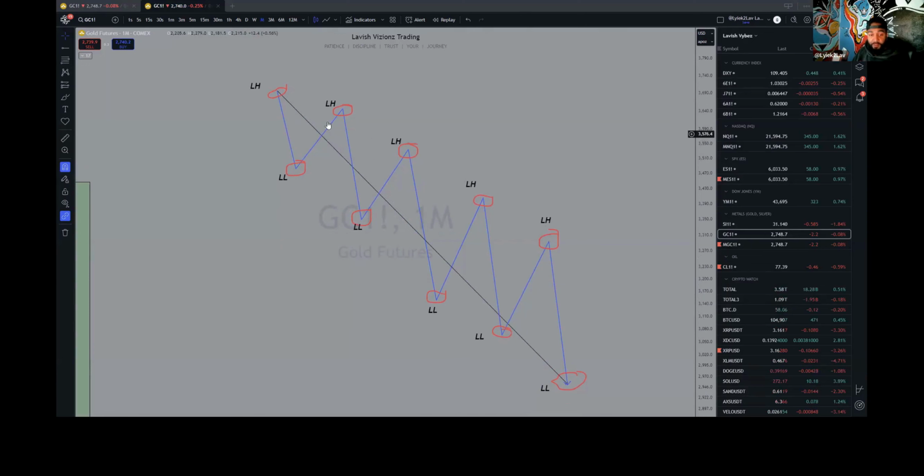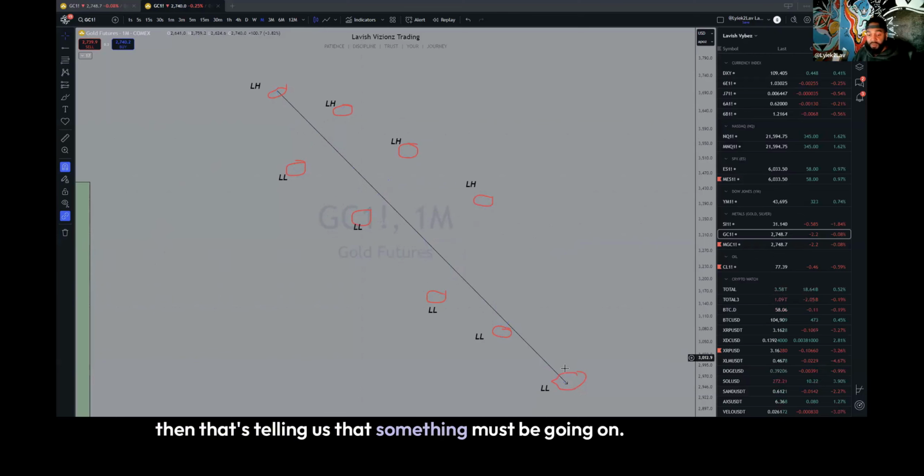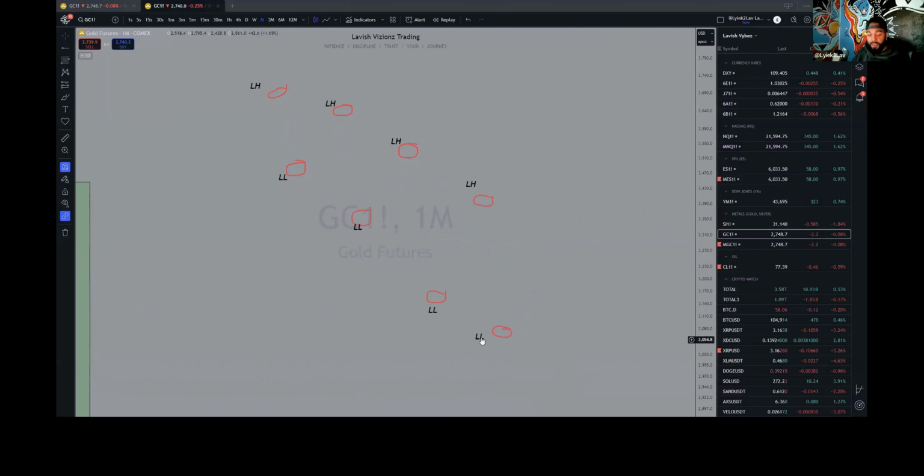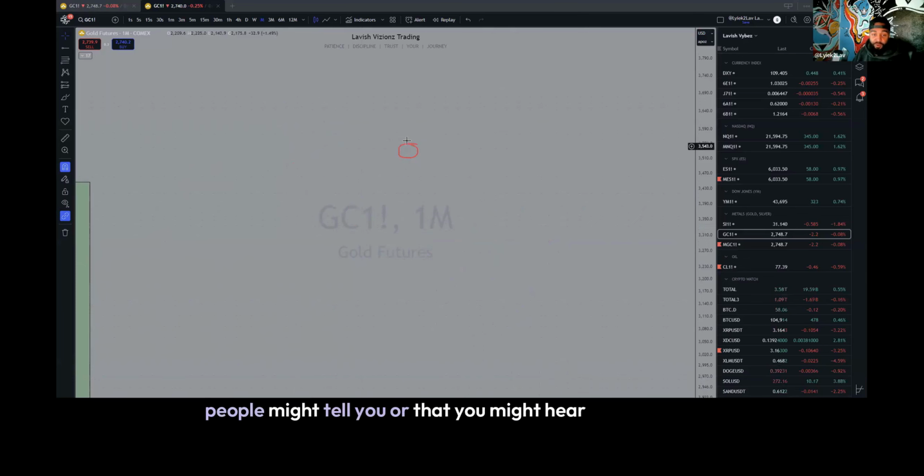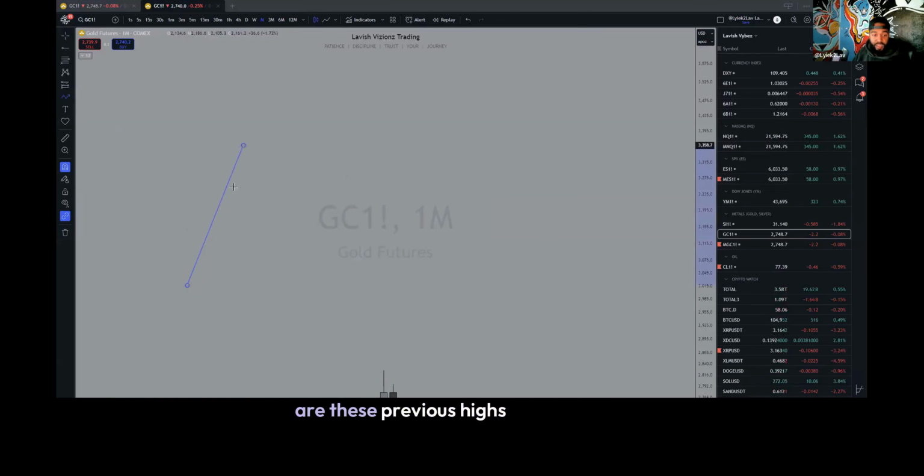If we're not making lower lows and lower highs, or higher highs and higher lows, then that's telling us that something must be going on. Because if we're not going higher overall or going lower overall, that must mean we must be moving sideways, consolidating. Different words that people might tell you or that you might hear, but essentially all we're looking at are these previous highs and these previous lows. Are they getting higher? Are they getting lower?